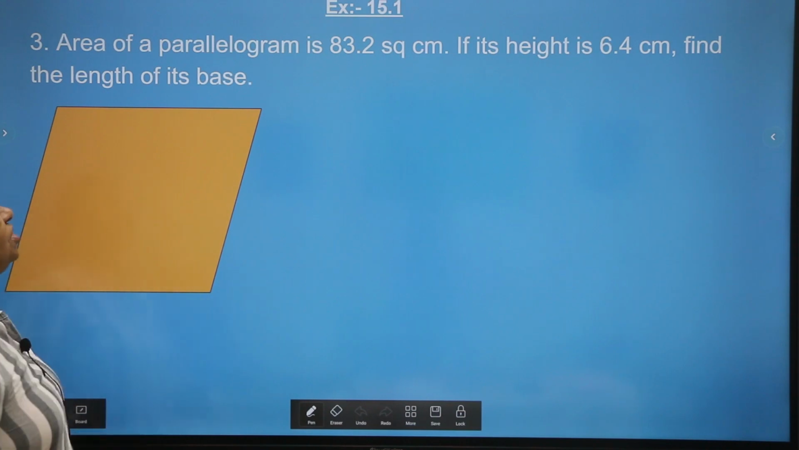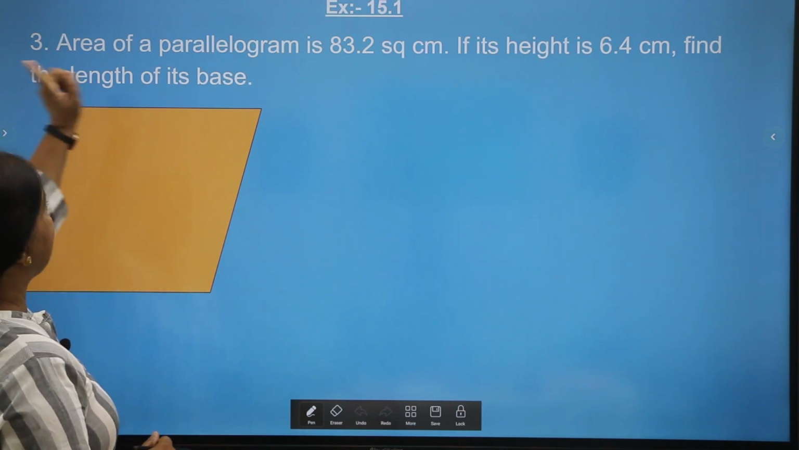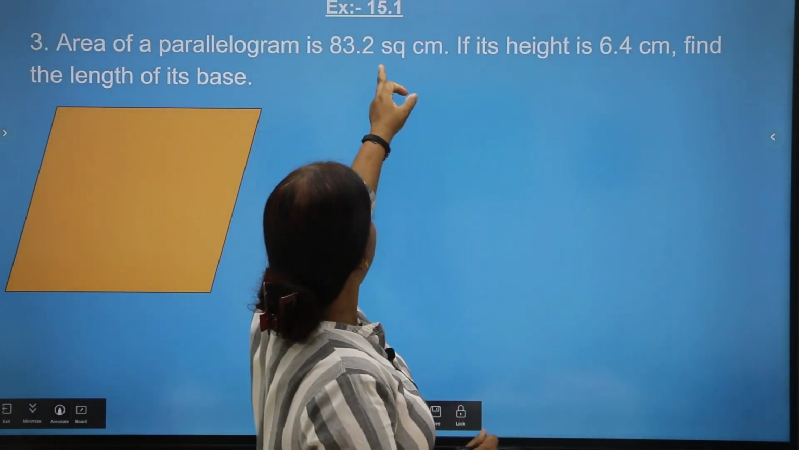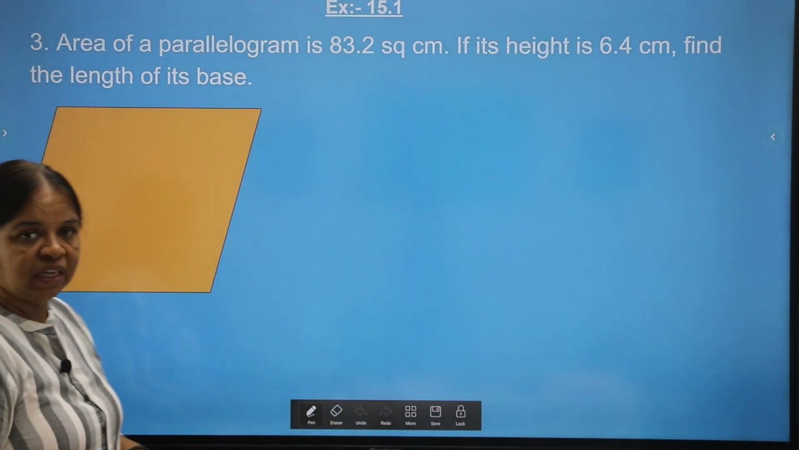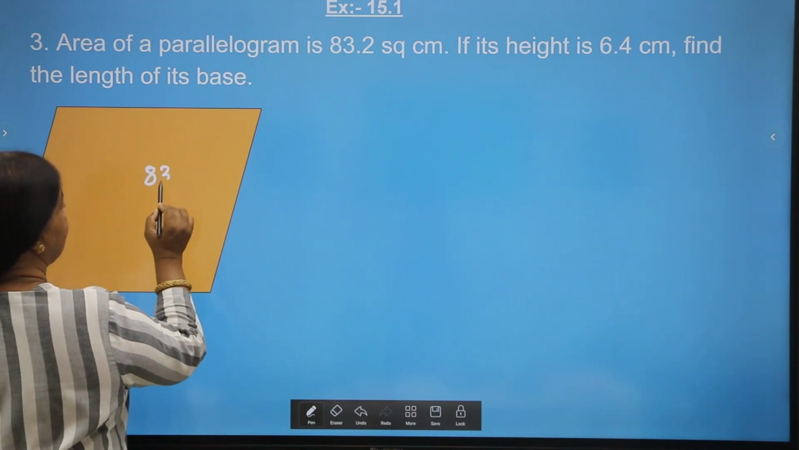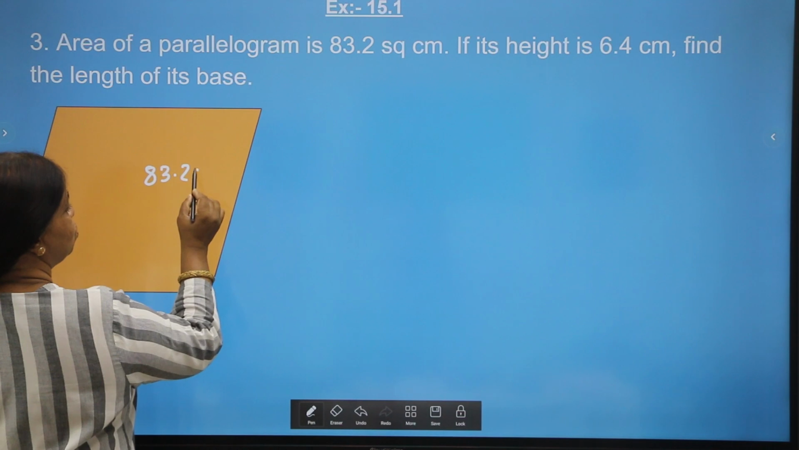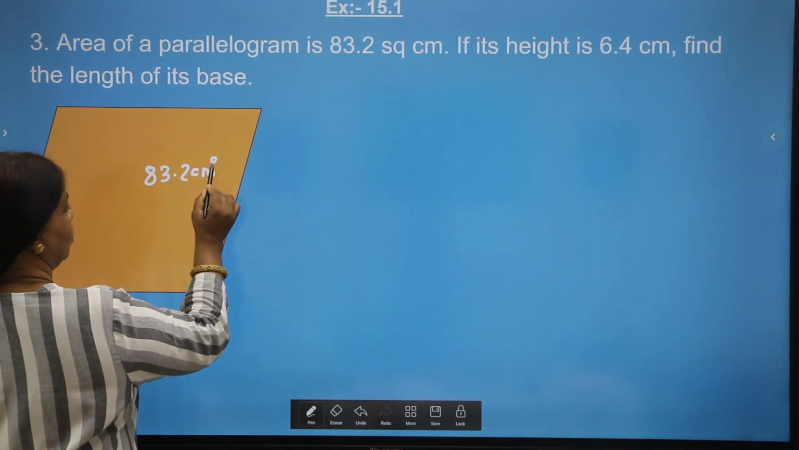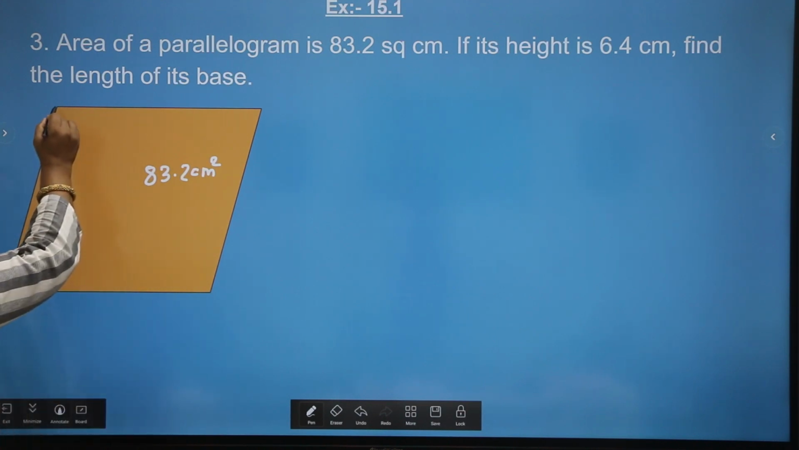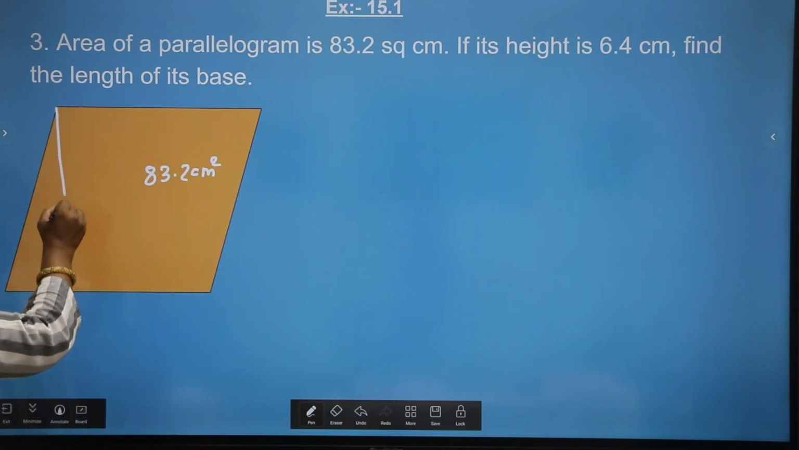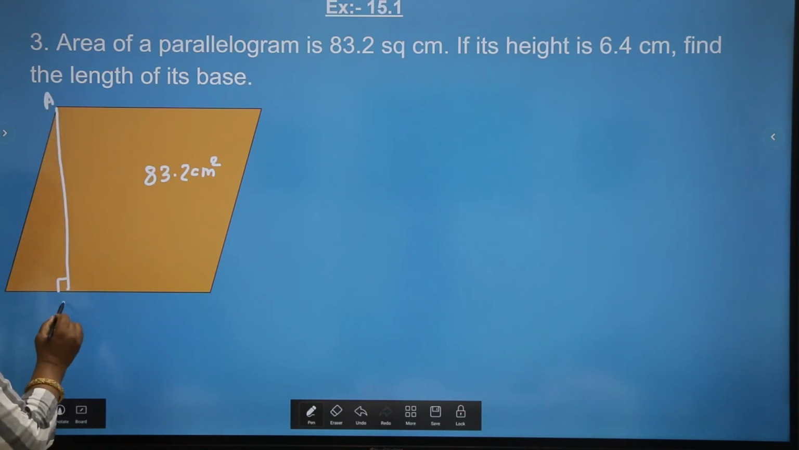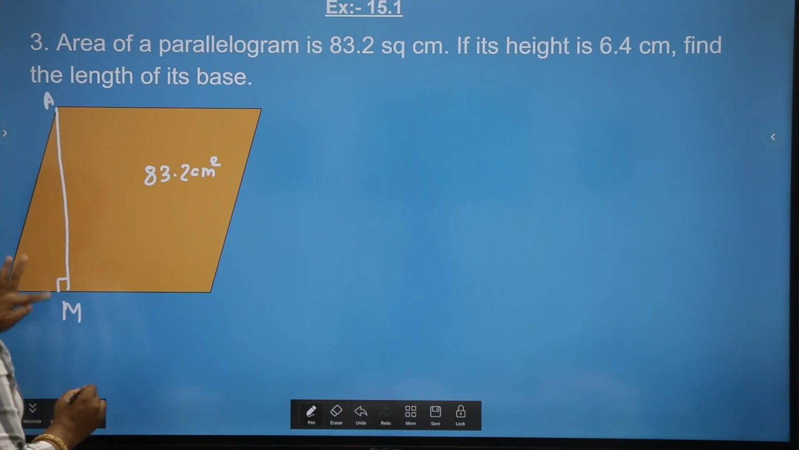The third question says area of a parallelogram is 83.2 square centimeter. Area is given, and that is 83.2 square centimeter. Okay. Its height is 6.4. So your height is given. Let me draw the height. Okay, which is perpendicular. Label it as AM. AM is the height of the parallelogram.